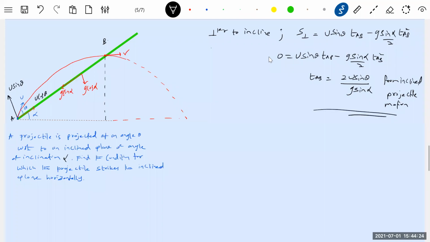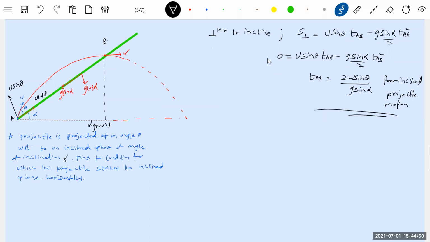Now let's talk about oblique projectile. If it is oblique projectile with respect to ground, what is the angle of projection? Theta plus alpha. After half of the time of flight, it will be here, because it is the highest point. So point B will become the highest point for the oblique projectile.